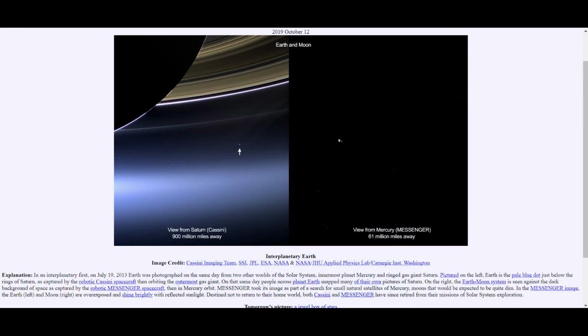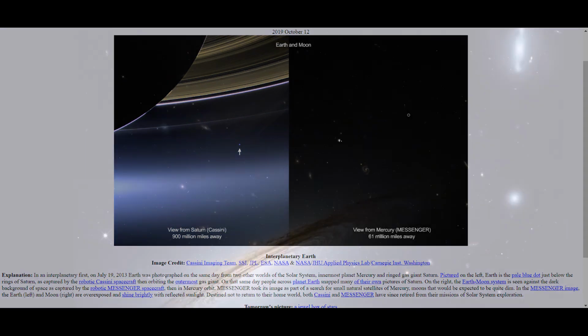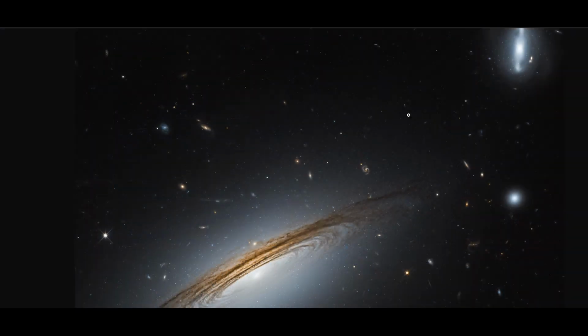The size of our planet and our existence on it already looks bleak when looked at from Saturn. Pictures like this, the Hubble Deep and the Ultra Deep Field, take that feeling to a different level altogether.